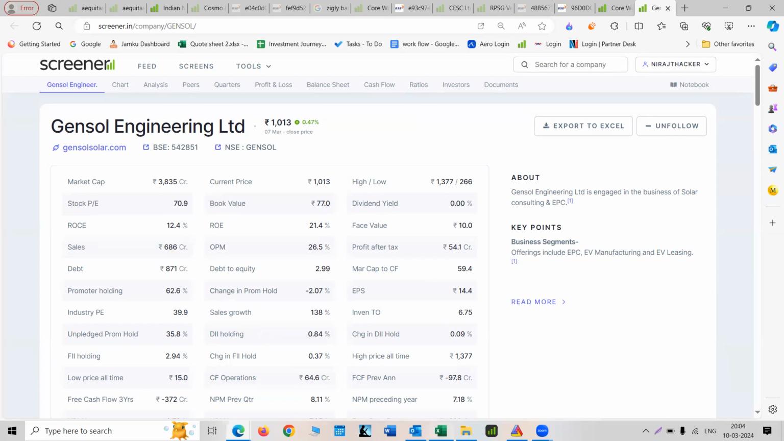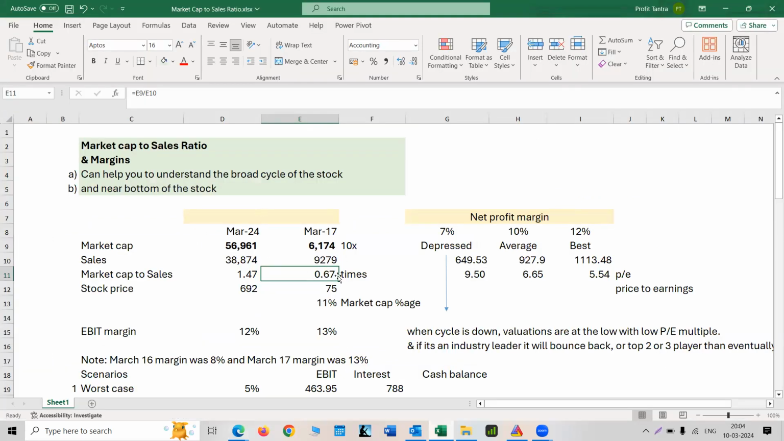Now imagine a stock trading at less than 1 time of sales. Currently it has a 56,000 crore market cap, and sales are 38,000 crore. Now it is trading at around 1.4 times of sales, has grown almost 10x, and sales have also grown. At that time the price was around 75, and now the current price is around 692. Now, how to use it? If you find anything with market cap less than sales, or within 1 or 2 times, I think it is worth analyzing, provided so many other parameters which we'll discuss in brief.